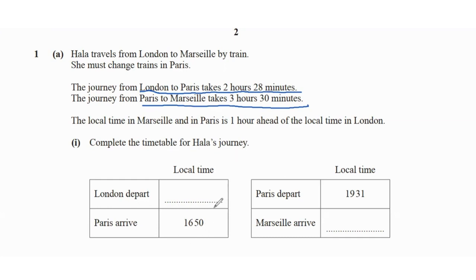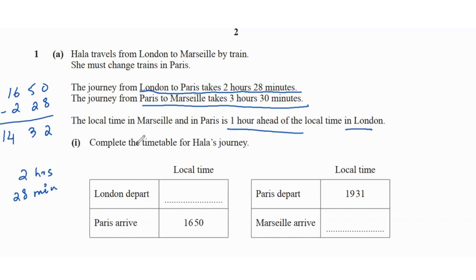So she's arriving in Paris at 16:50, and the journey from London to Paris takes 2 hours and 28 minutes. So if we subtract this from 16:50, that's going to give us 14:32. Now Marseille and Paris is 1 hour ahead of the local time in London, which means 14:32 would be 13:32, 1 hour less. And over here, she's departing at 19:31, and the journey takes 3 hours and 30 minutes.